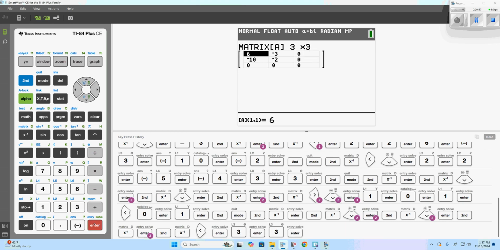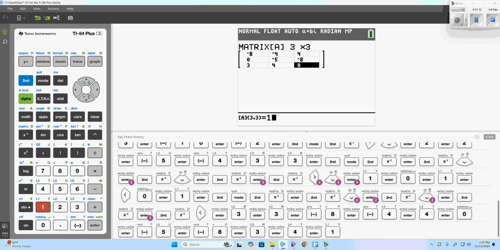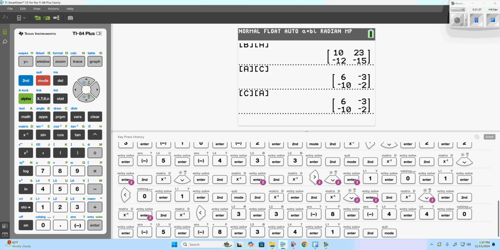Now our matrix is a 3 by 3. So we have negative 8, negative 4, 4, 0, negative 5, negative 8, 3, 4, 1. So we type the whole matrix in. Questions on how we type this in? Once you get it typed in, we go second quit. We got it typed in.